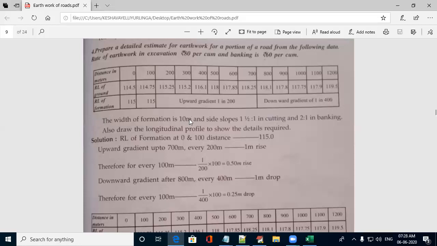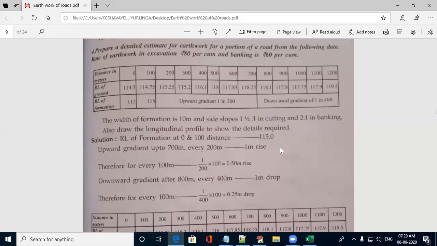Then the width of the formation, that is capital B value, is 10 meter, and side slope S value 1.5. You have to always consider S value as this number. This will always be 1, and S is equal to 1.5 in case of cutting, and S is equal to 2 in case of banking. And you also need to draw the longitudinal profile to show the details required. That means you have to draw the graph for RL of ground level and RL of formation level both.